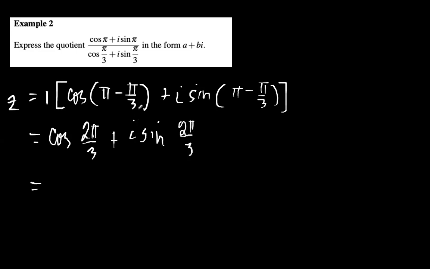Ayan. Since we're talking about a plus bi, rectangular form tayo, so we need to convert this to a plus bi. What is cosine 2 pi over 3? This is 60 degrees. Am I correct? Yeah, 60 degrees. Cosine, so negative 1/2. Tama ba? Ayan, good. Thank you, Linwell.